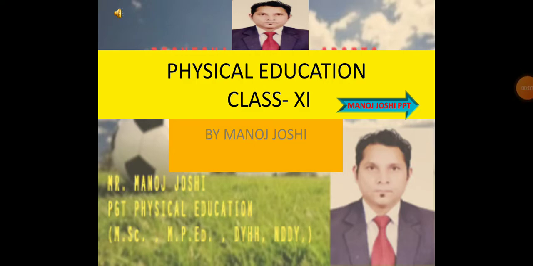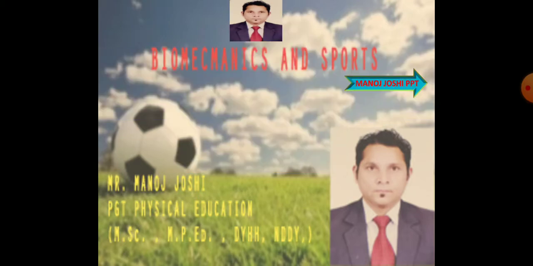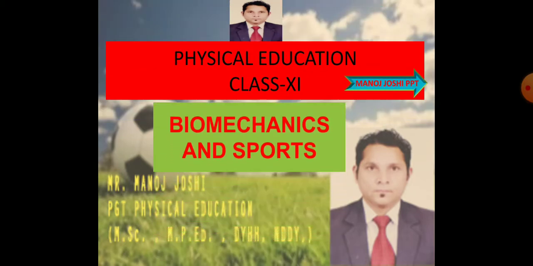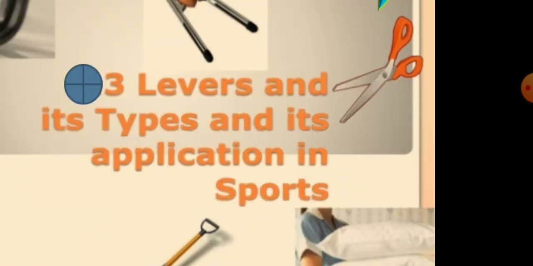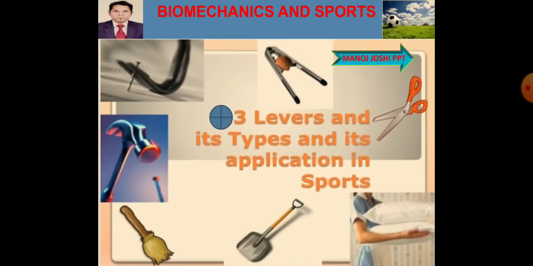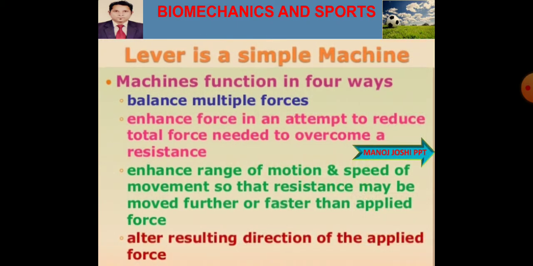Good morning. We are continuing the lesson Biomechanics and Sports, and the topic we have discussed in the previous video, that is the laws of motion. In this we are discussing the lever, its types and its application in sports. We have discussed that the lever is a rigid bar, and the lever helps us do various works simply. So the lever is a simple machine.